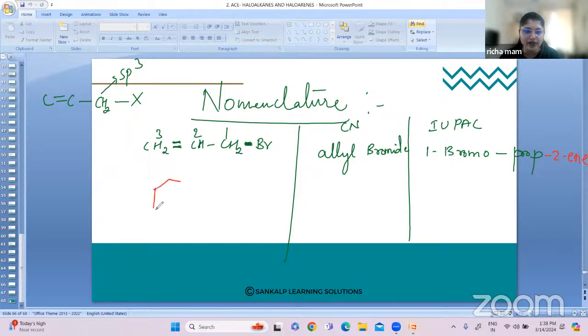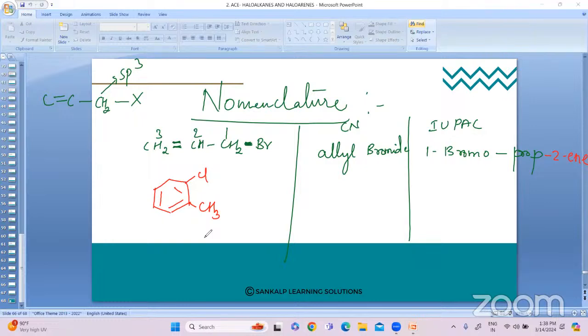Okay, let me go for the next one. So this is the next molecule. This is the next structure. Now you can give me the common name and IUPAC name of this.